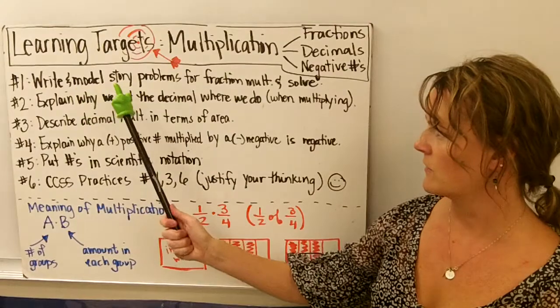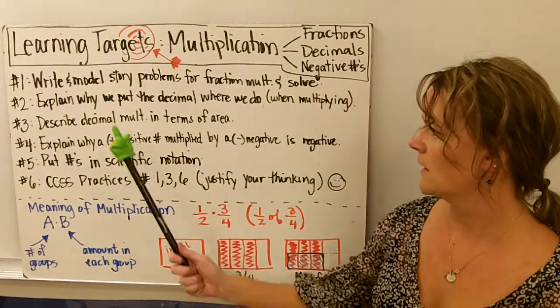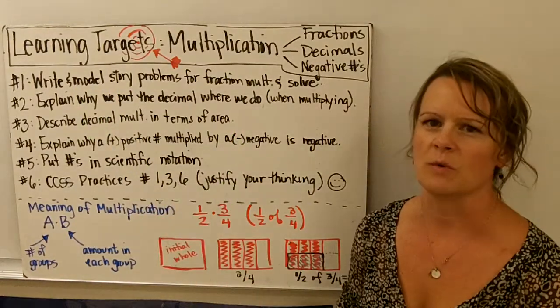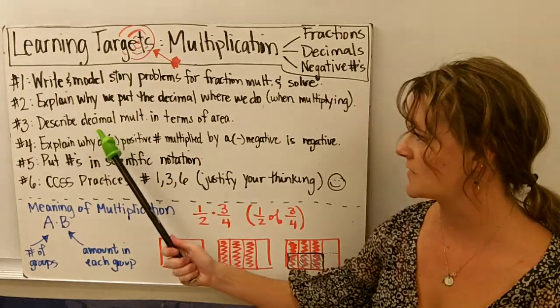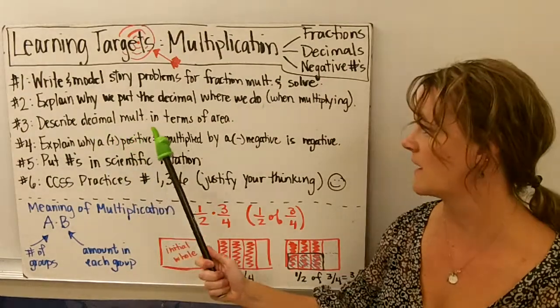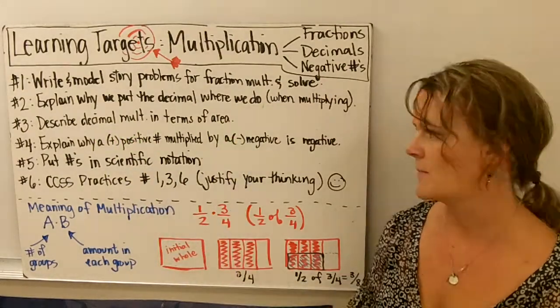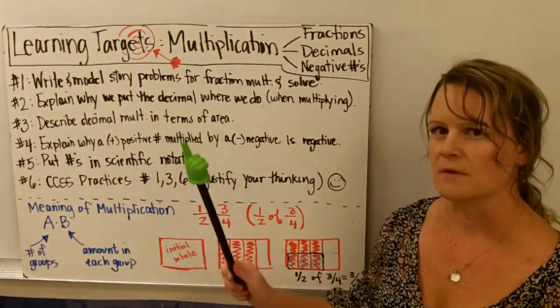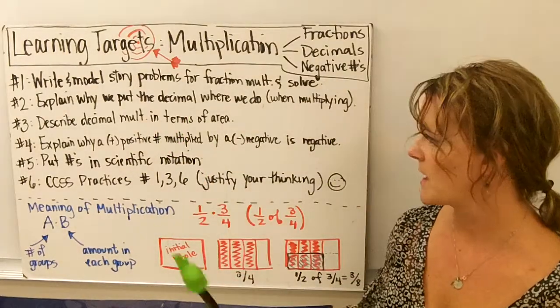I'm going to talk about story problems for multiplication. I'm going to talk about why we put the decimal where we do when we multiply decimals. I'm going to talk about decimals in terms of area when we look at an area model, especially in terms of how we would model that using base 10 blocks.